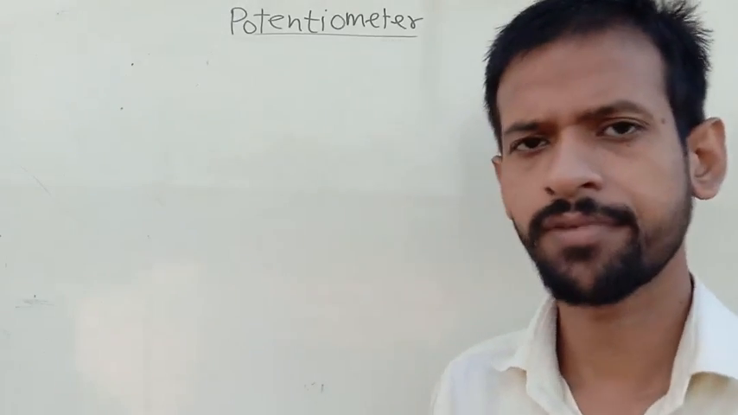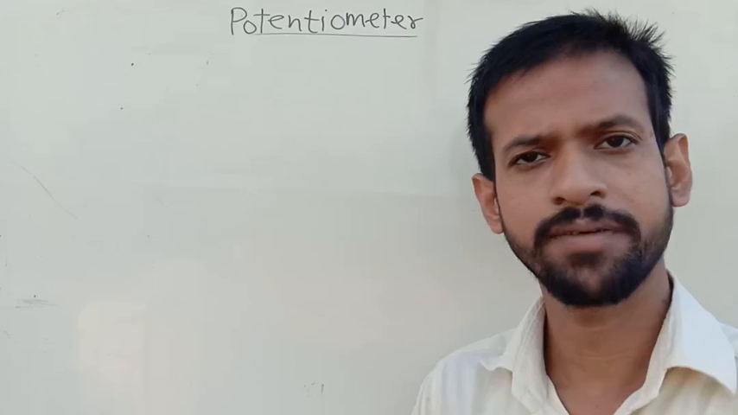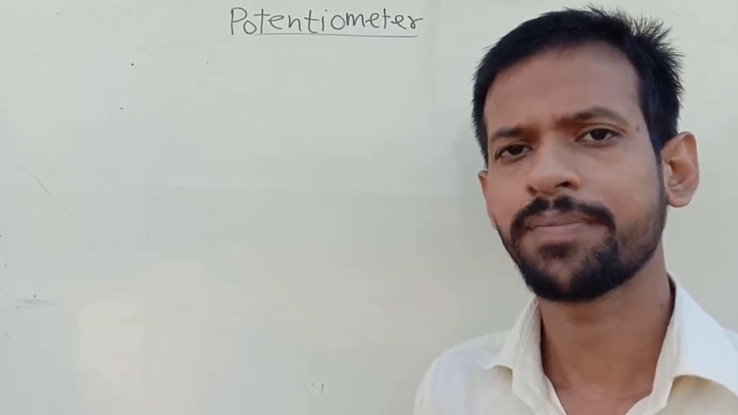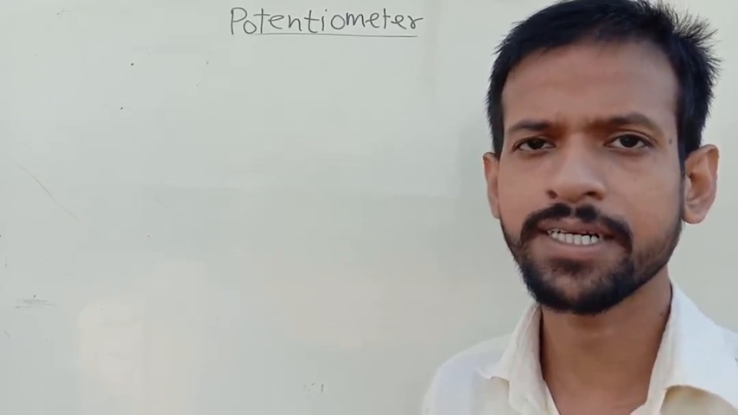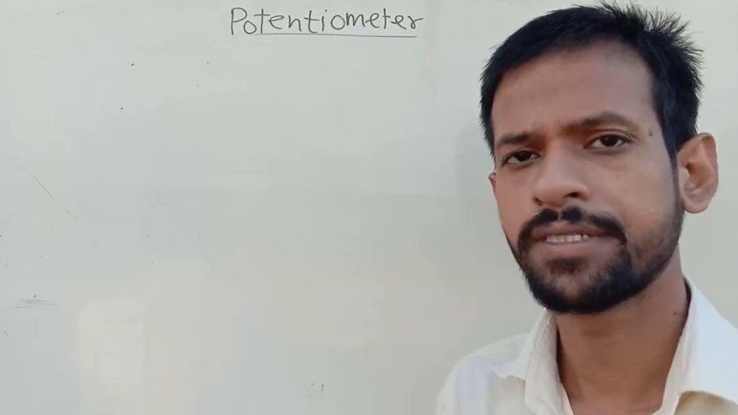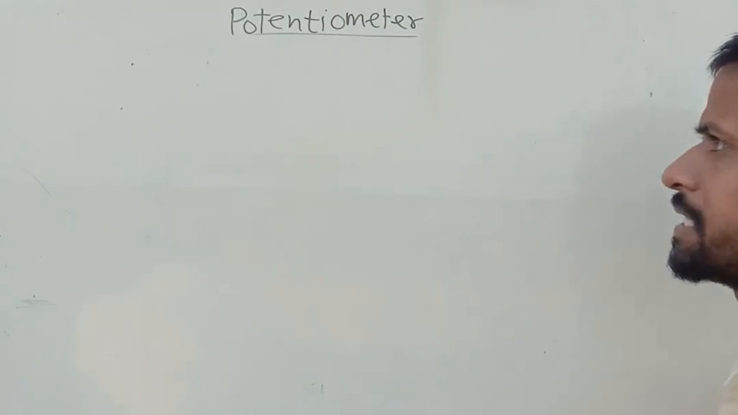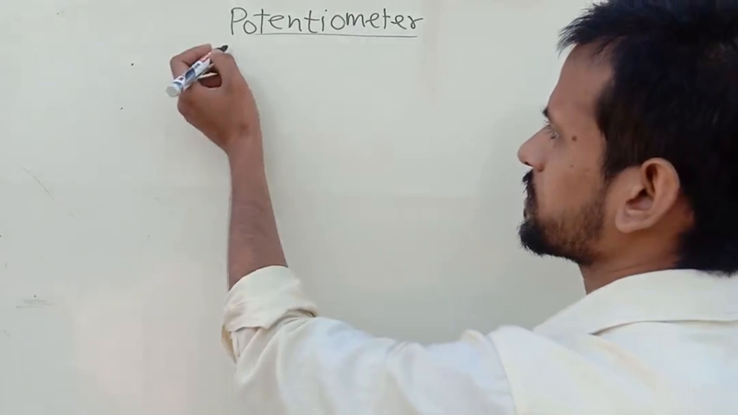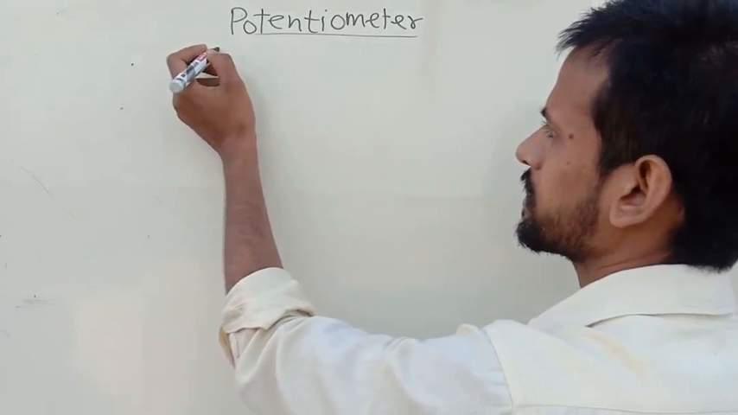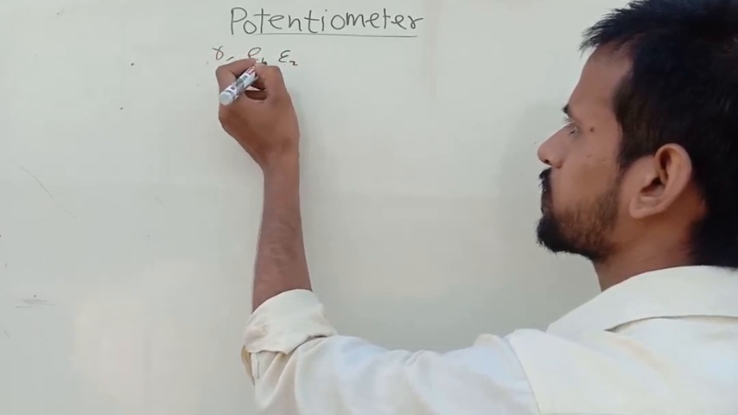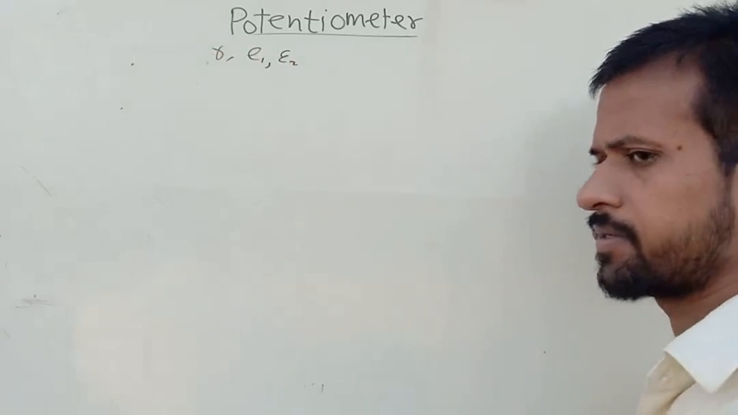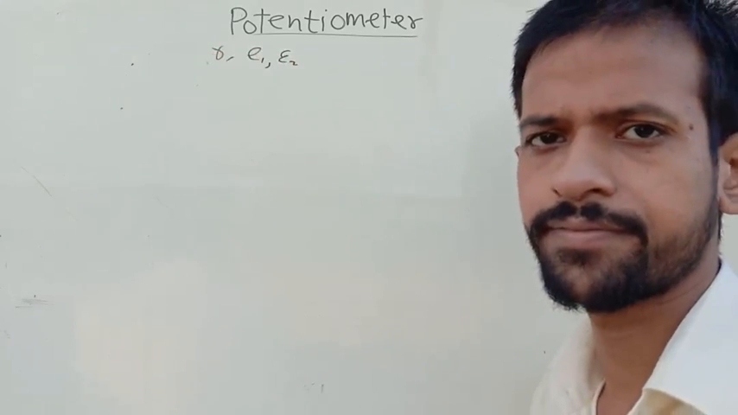Potentiometer. A potentiometer is basically a device by which we measure the potential difference, comparing the EMF of two cells, or we can calculate the internal resistance of the cell. So basically this is a device by which we calculate internal resistance. We can compare the EMF of two cells or the potential difference across the wire.